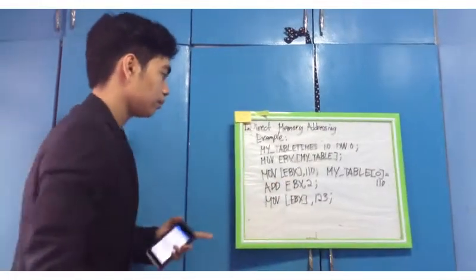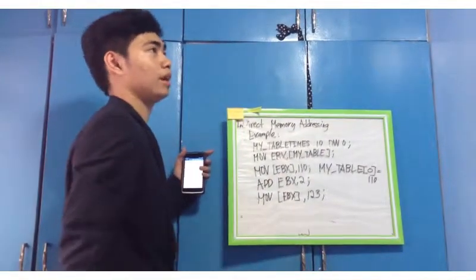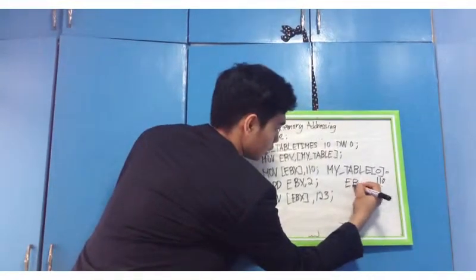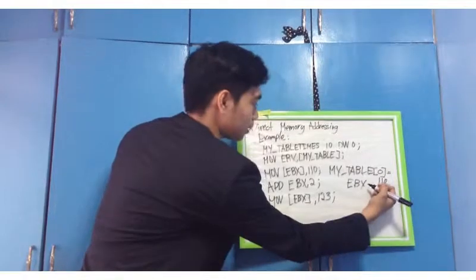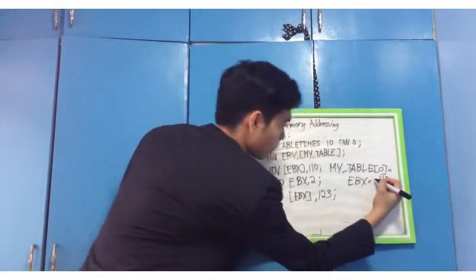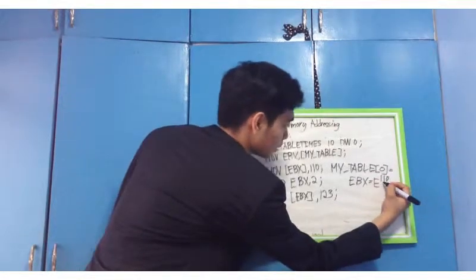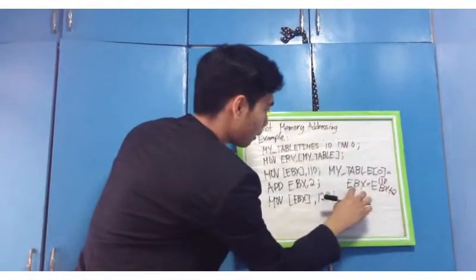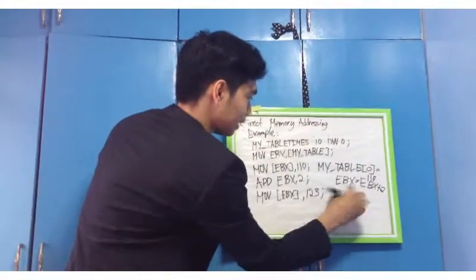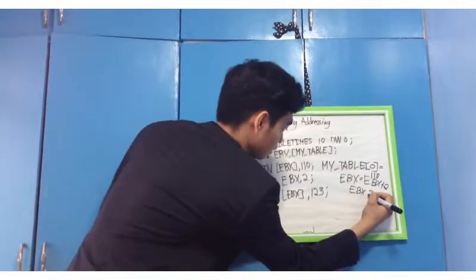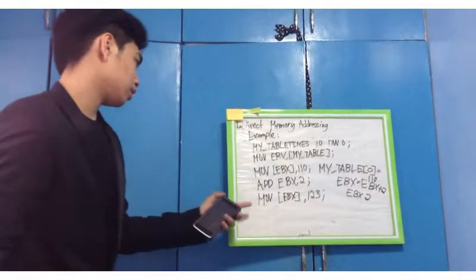Add EBX 2. Parang ano lang yun sa Java. Parang ganito. Ipa-plus lang niya yung sarili niya para mag-value siya. So, ganito. So, ang value natin ng EBX natin ay 2. So, proceed to the next slide.